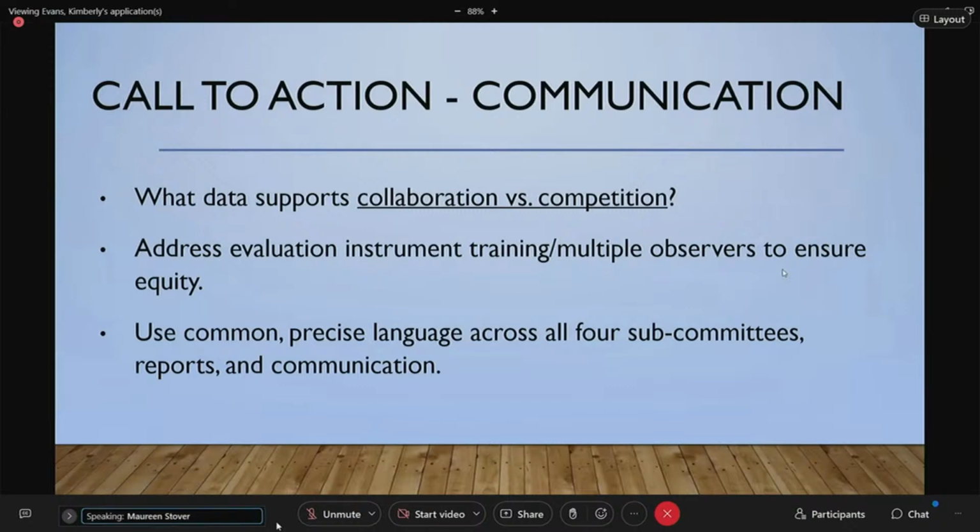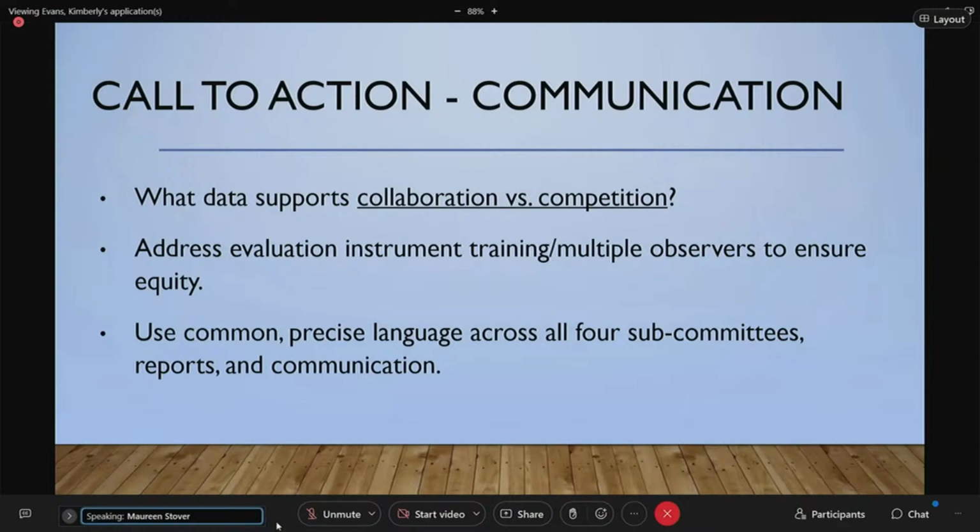We also really want to make sure that we are considering and honing in on this concern that teachers have about collaboration versus competition. And I've already discussed that a little bit, but it's very important that we are ensuring that we're developing a collaborative model, not a competition model.